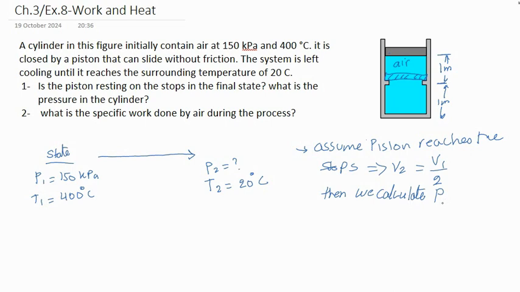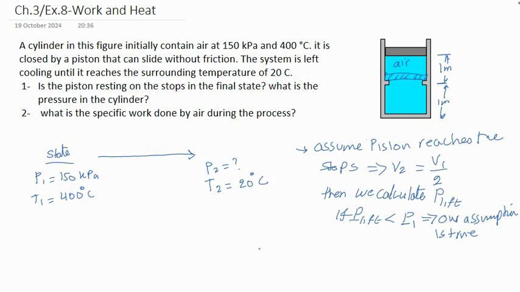P inside the cylinder. Or let's call this P inside, or the pressure required to lift up the piston. If the pressure inside is smaller than the initial pressure, which is 150 kilopascal, it implies our assumption is true. The assumption that the piston has rested on the stops is true.